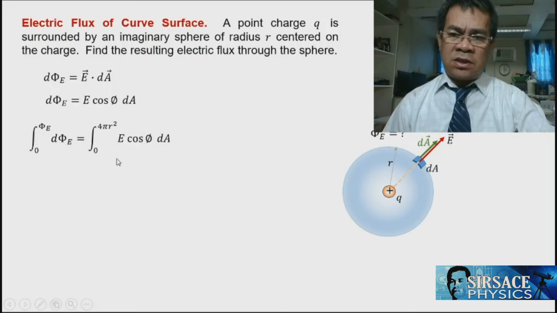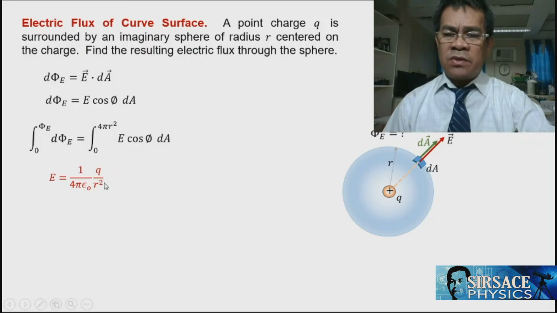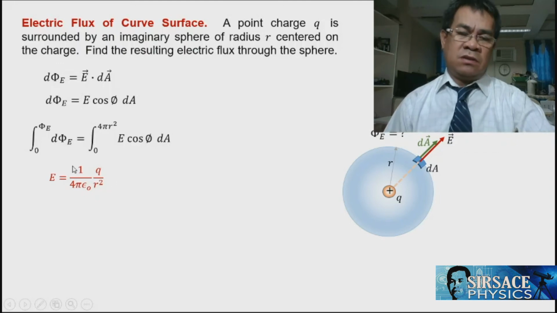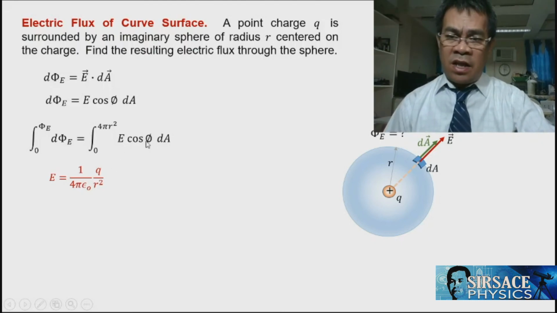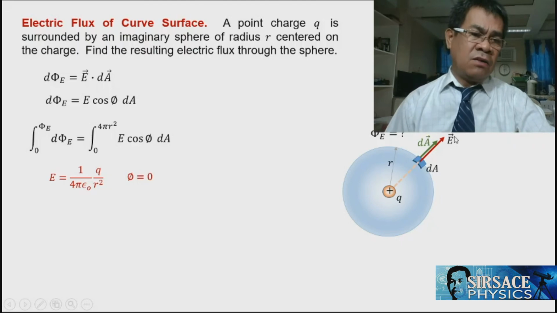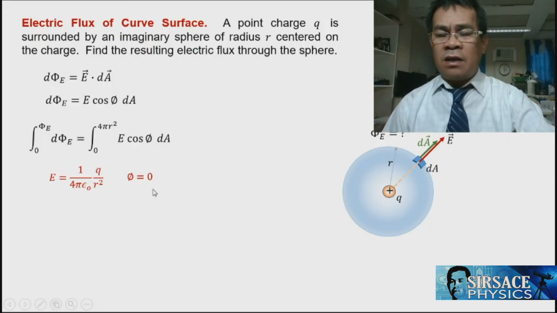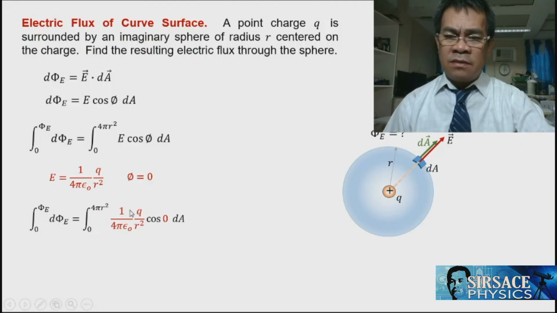Take note, this field is constant at that point, the same point of radius r. Cosine P, and this is the infinitesimal dA. Now again, as I've said, the electric field by definition is 1 over 4 pi permittivity times Q over r squared. This is the electric field of a point charge. This must be substituted here, and the angle P is 0 because the two vectors are parallel. So substitute everything. This becomes 1 over 4 pi permittivity, Q over r squared, cosine of 0, dA.